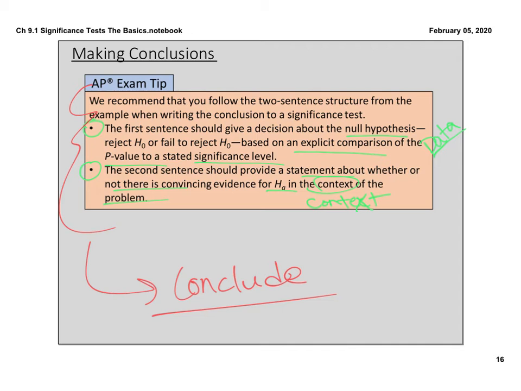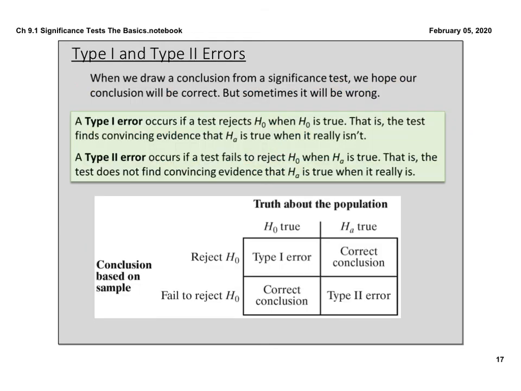So far we've talked about the state and we've talked about the conclude. Now we're going to get into the plan and the do. Before we do that, we have to talk about errors here because it is possible for us to make a mistake. It is possible for errors to happen. When we draw a conclusion from a significance test, we hope our conclusion will be correct, but sometimes it's wrong. There are two different types of errors. A type 1 error occurs if the test rejects the null when the null is true. That is, the test finds convincing evidence that HA is true when it really isn't.